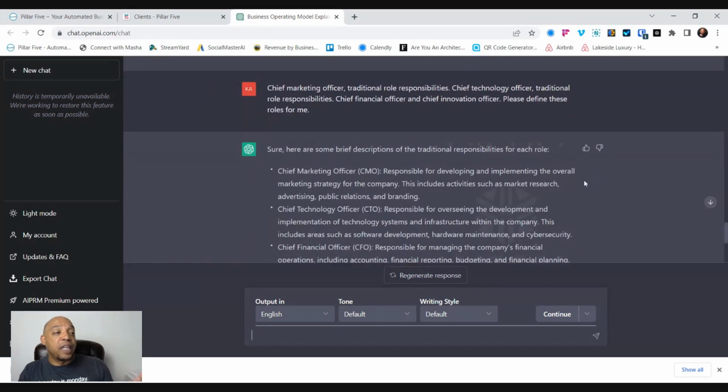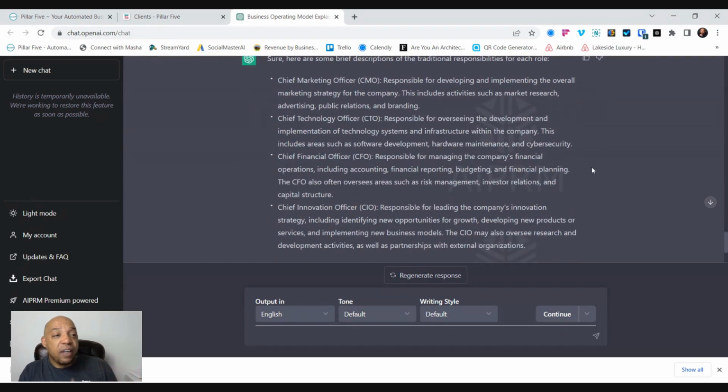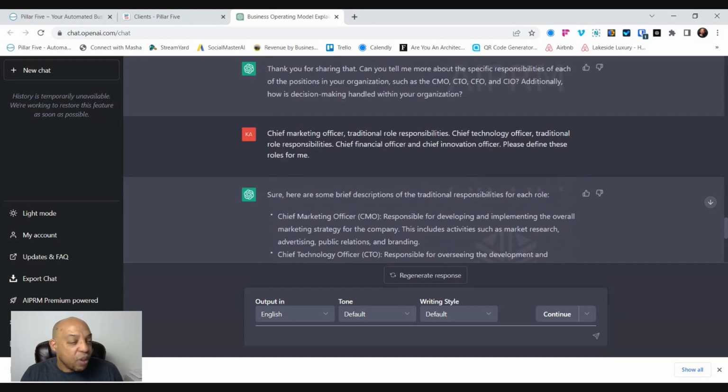Okay, so now we understand who these roles are. It told me to define the roles. I said, nope, not me. You define the roles. You're the genius with all the data inside of you. And that's what it did, right? So cool. You can read through these and make sure these make sense.